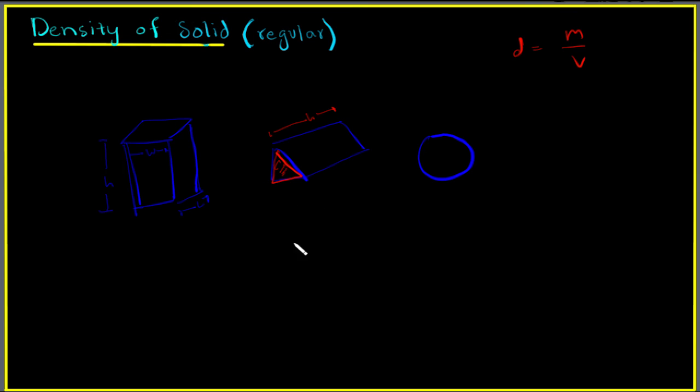And in order to calculate the mass, you just need to place this object or solid onto a balance, and you'll be given the mass. Right, so you get the mass, you get the volume. You just need to divide the mass by the volume, and you get the density for a regularly shaped solid.